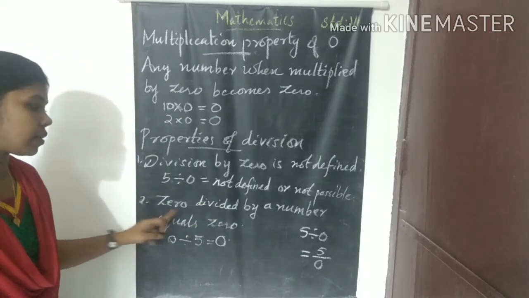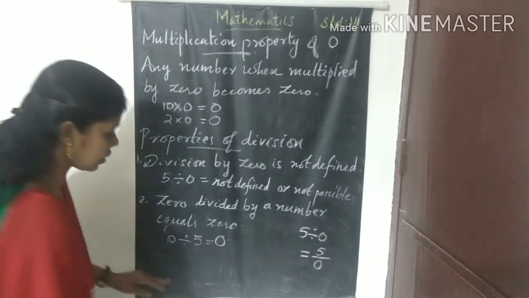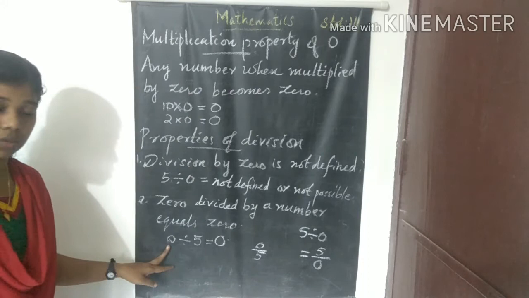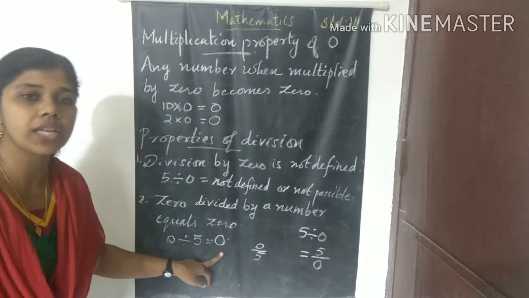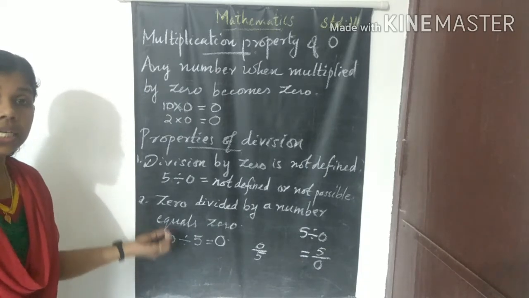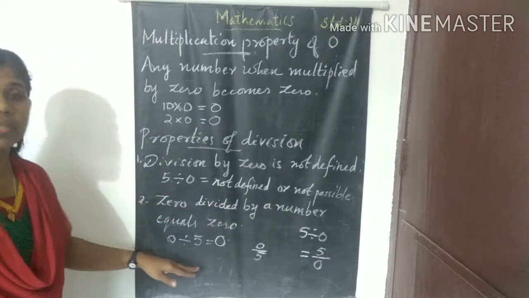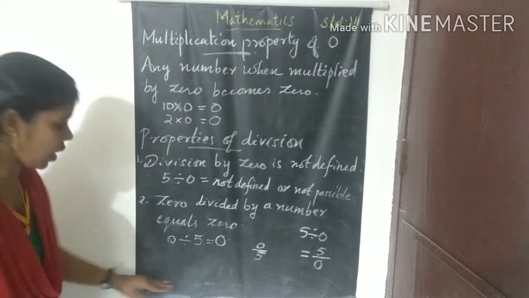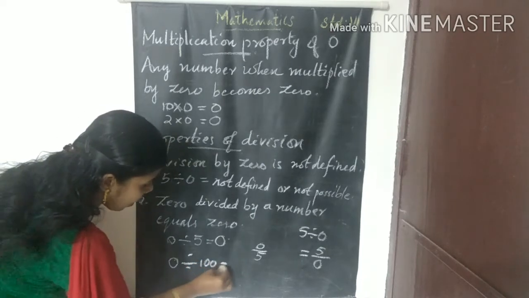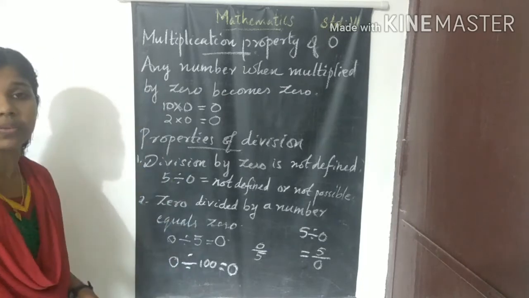Okay. Then 0 divided by any number, that is first, the dividend is 0. That means the numerator is 0. It is written as what? 0 divided by 5. The numerator is 0. That time what is the answer? The answer is 0. Okay. 0 divided by any number, then the answer is always 0. Another example, 0 divided by 100, the answer is 0. These are all important results.